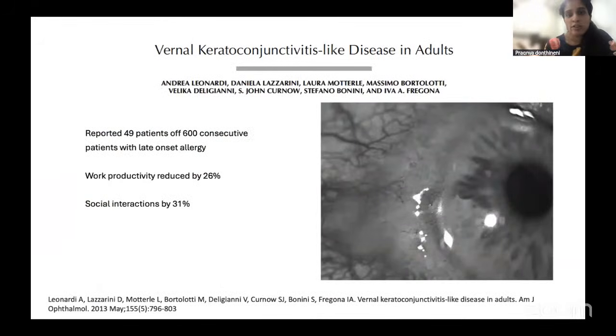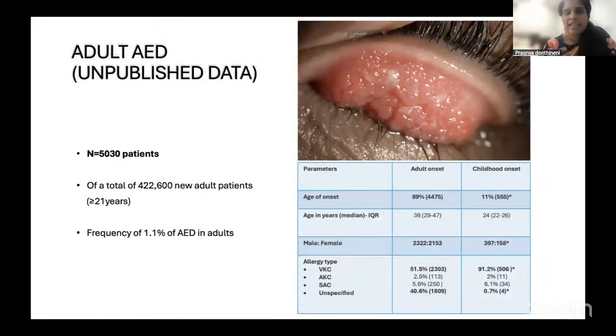And while we've discussed all children, now the interesting fact is the emerging evidence on allergy in adults. So the Italian group, who also seem to see a lot of VKC especially, reported this for the first time in 49 of 600 consecutive patients with allergy. And we have similar data that is in submission right now, where while our children had an allergy prevalence of about 10%, the frequency that we saw in adults was just 1.1%.